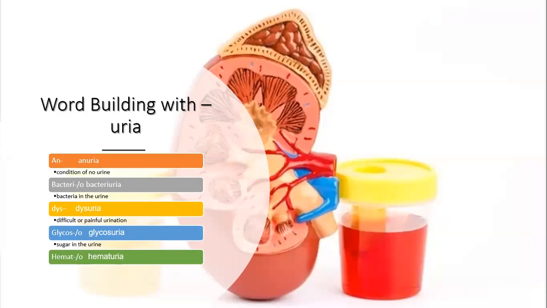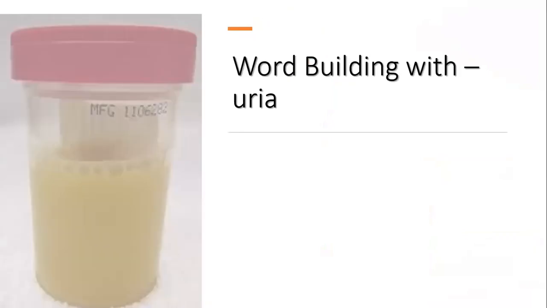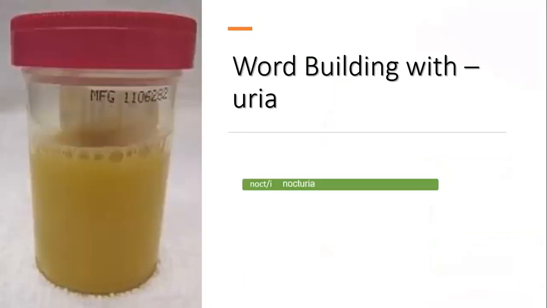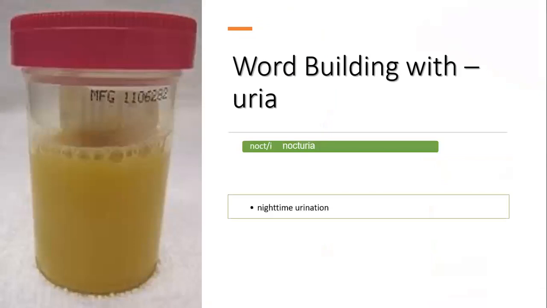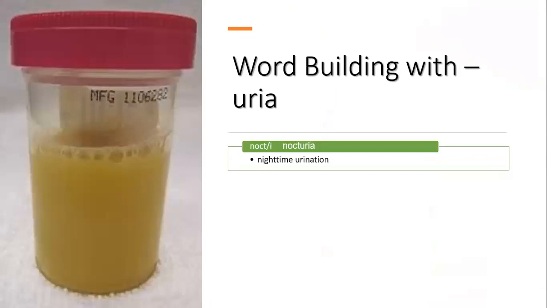And hematuria, blood in the urine. Ketonuria, ketone bodies in the urine. Word building with -uria also. Nocturia means nighttime urination.